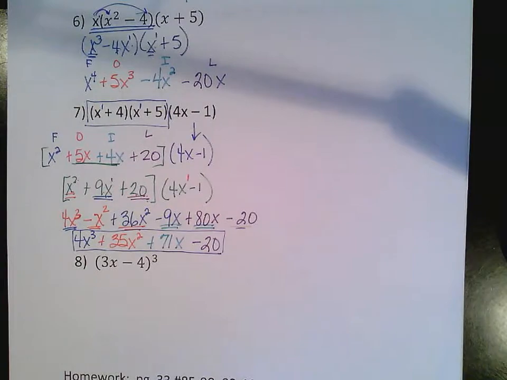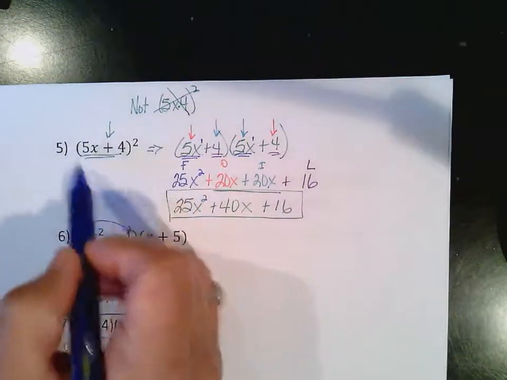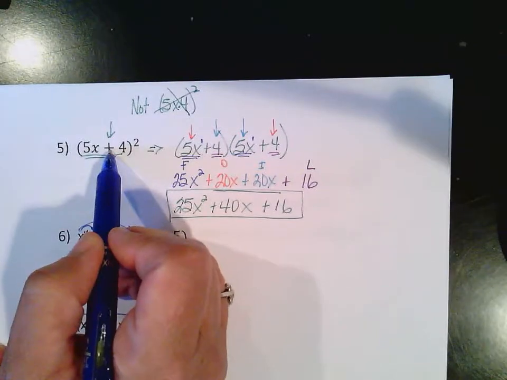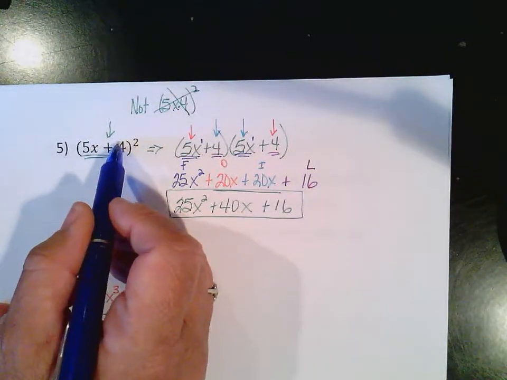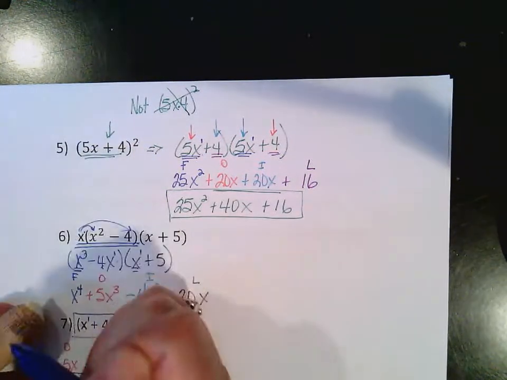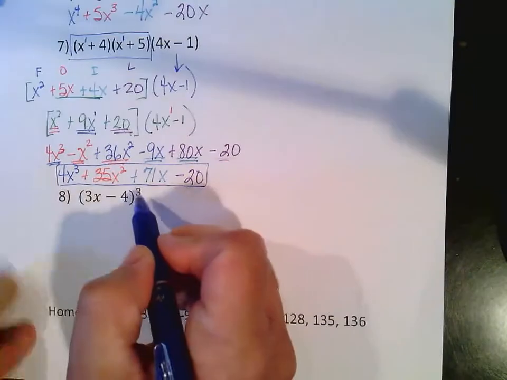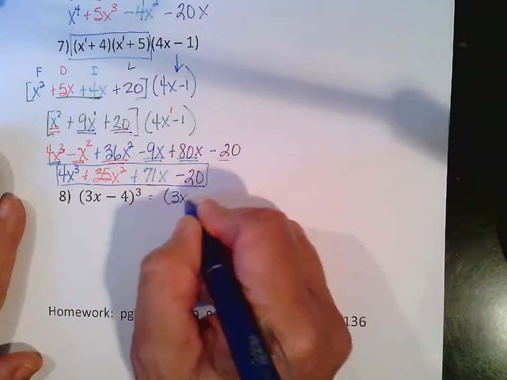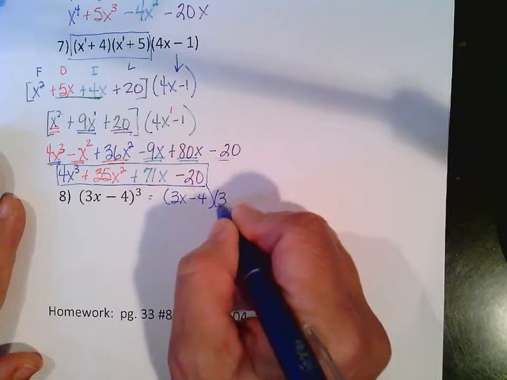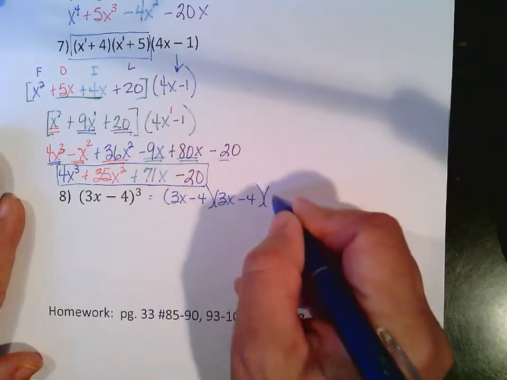Okay. Now, if you go back to number 5, remember what I said, if you've got something in parentheses and it has a plus or a minus, you have to keep that together, and that the exponent told me how many of those parentheses I had. I'm going to take that same idea, but we're going to apply it to number 8. This one has 3 of those parentheses. So this is like saying 3x minus 4 times 3x minus 4 times 3x minus 4.